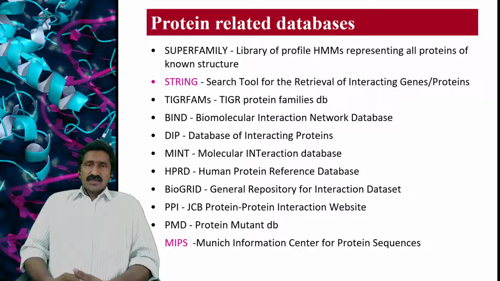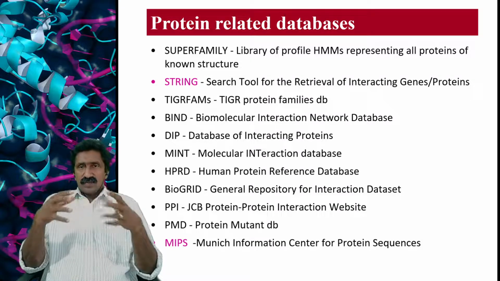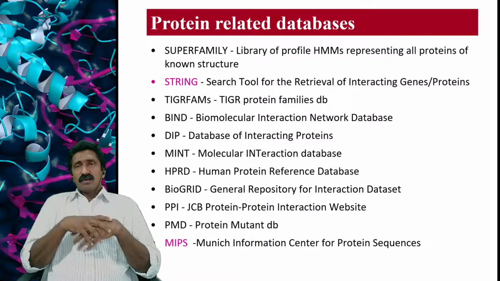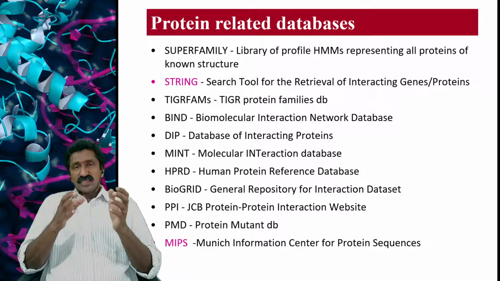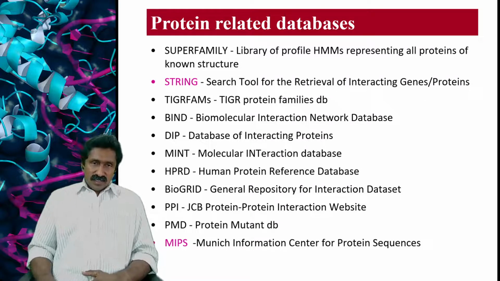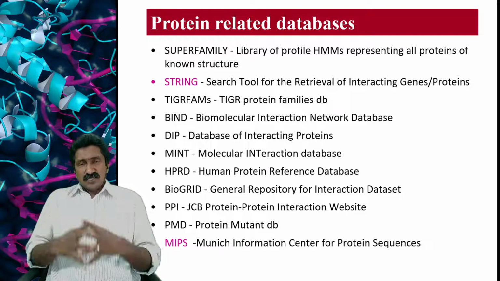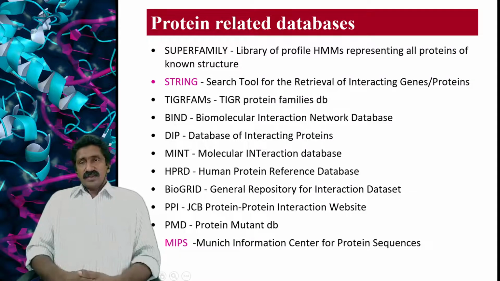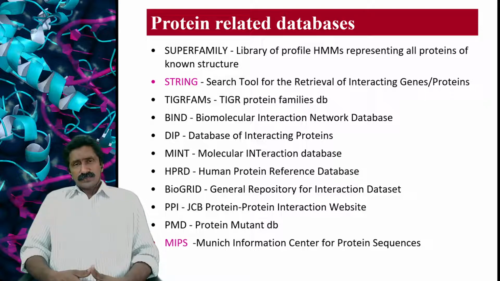There are some other databases. SUPERFAMILY is a library of profile hidden Markov models, HMMs, representing all protein structural superfamily information. Then STRING is a very useful database. Maybe I will be showing some more slides on that one. STRING is a search tool for retrieving interacting genes and proteins. I find it very useful to get a better understanding of protein interactions. So STRING is a very useful database search tool.